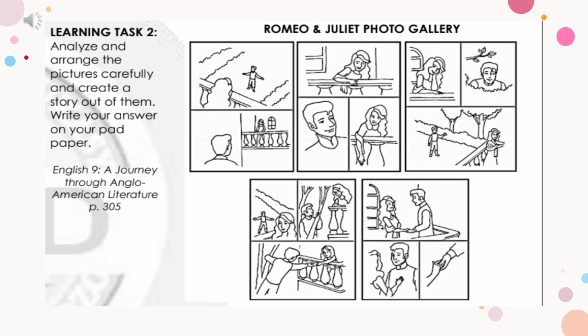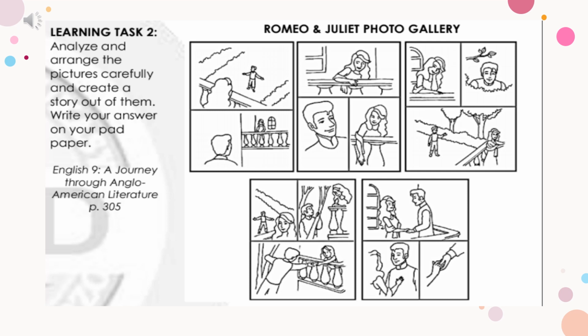So the moral lesson: do not fall in love at a very young age. At a very young age, do not make hasty decisions in life, and of course listen to older people. Okay, so that's the story of Romeo and Juliet. Now the task is to arrange the images. So for us to arrange the images quickly, let's check on the details of each.